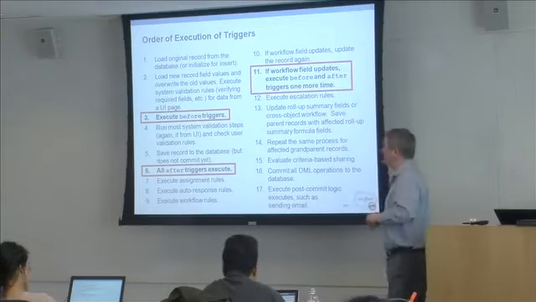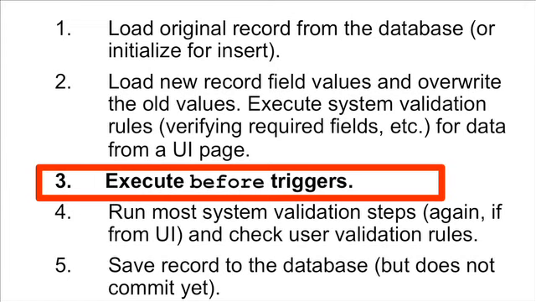We execute some system validation rules, so things like required fields. We're going to do data type checking, that kind of stuff. Then we're going to execute our before triggers. So we're going to execute the before triggers. We are going to do that logic.